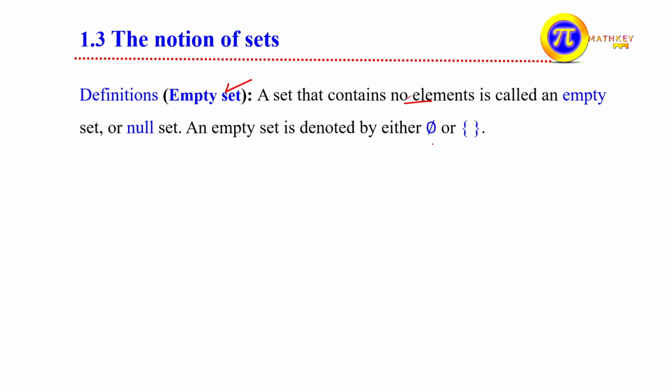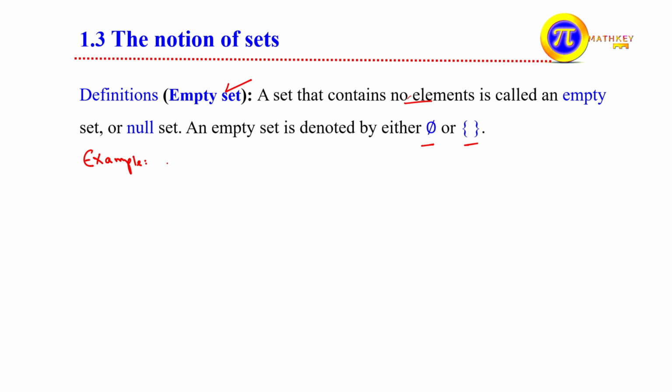And it is denoted by either this or this one. Symbolized either of the two ways, or we can say no members in the given set, or absence of members. Let us consider different examples of this.